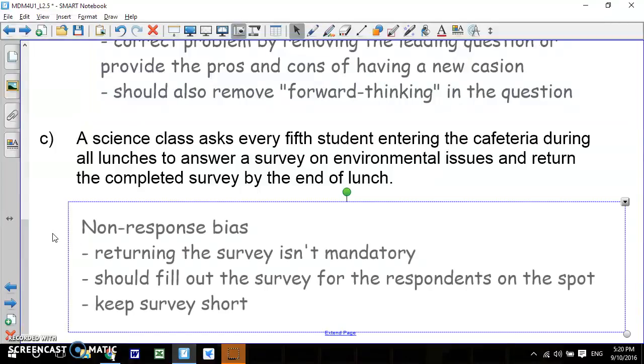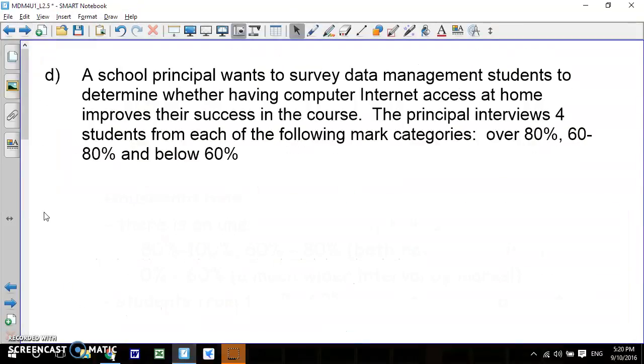So the answer here is non-response bias because they didn't really make it mandatory or people will feel bad for not returning a survey. So instead of asking people to return it at the end of lunch, simply sit down with them and fill out the survey and try to keep the survey short may also help in reducing the non-response bias. Okay, let's look at another example.